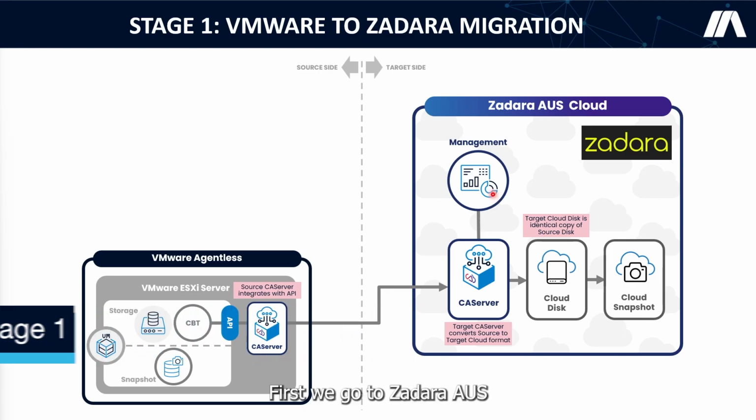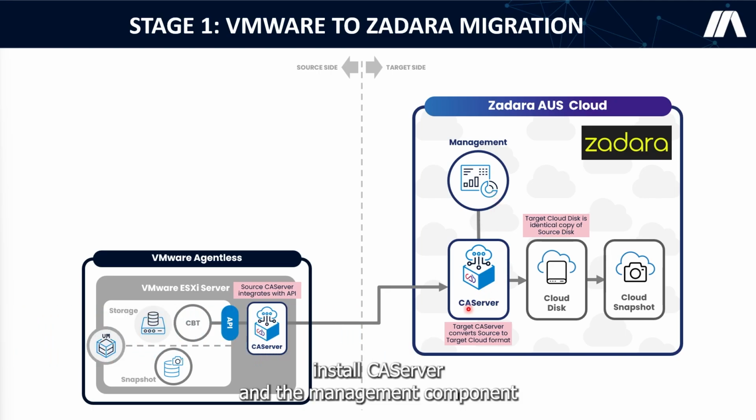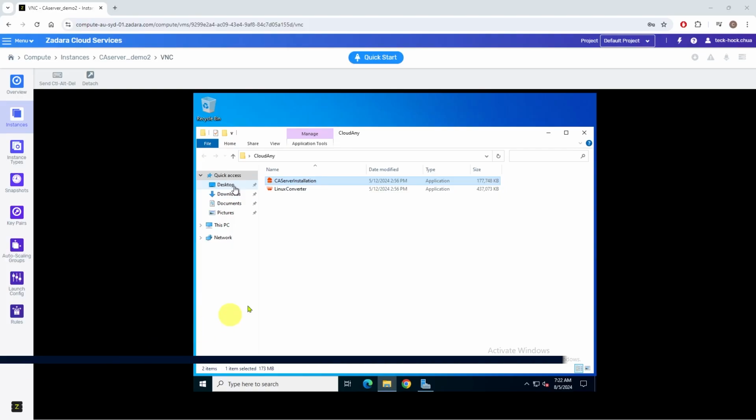First we go to Zadara AU, install CA server and a management component, and then we go to VMware. We will use the agentless method, so we will require a CA server proxy to connect to the ESXi host or the vCenter to replicate the data from VMware to the Zadara. So this is the architecture for stage 1.